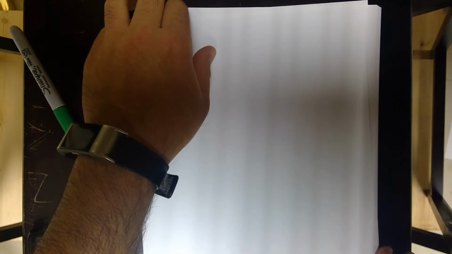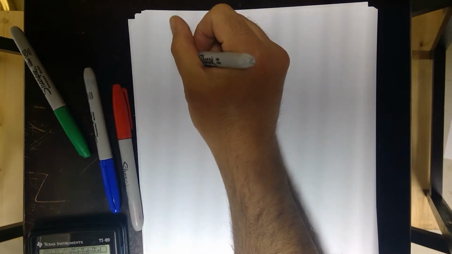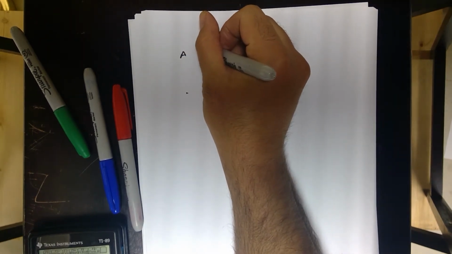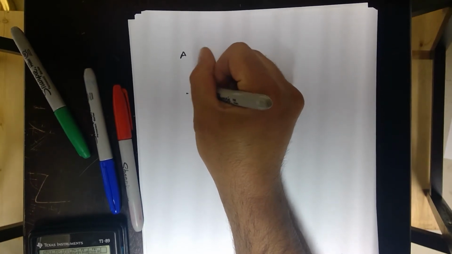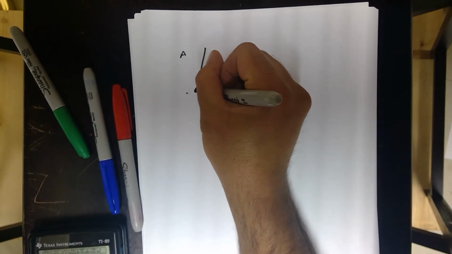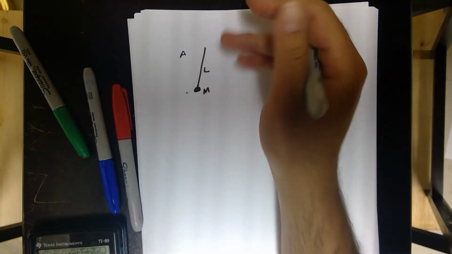All right, in problem 3, you're given a picture, and this is essentially going to be a ranking task. You've got 4 different systems here. The first one, which is A, says you've got a pendulum of length L, and the mass attached to it is M. So it's going to be very conceptual here.